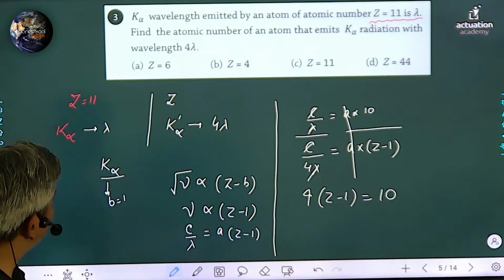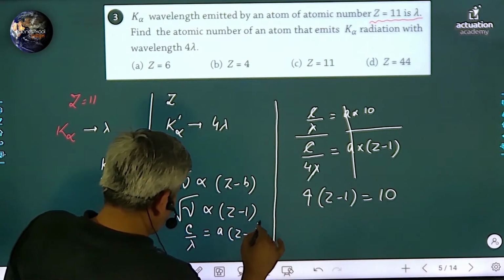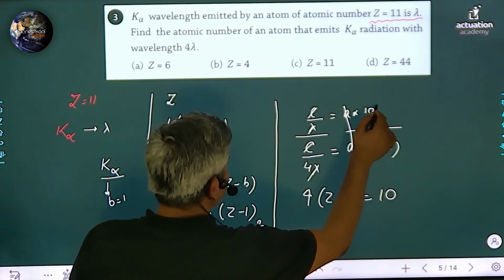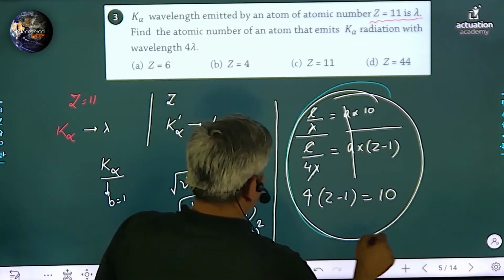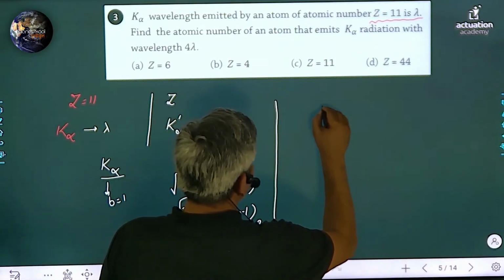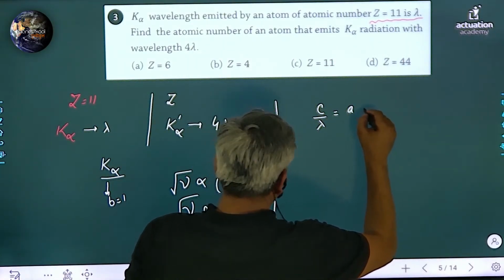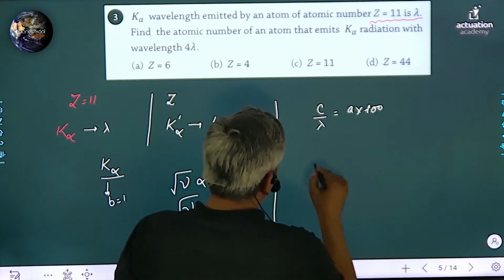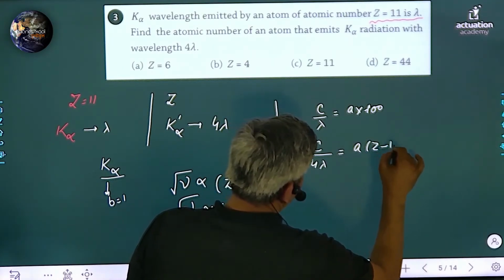So this must be root mu using Moseley law, and this must be this. So we can write this Z square here, squaring both sides. Sorry, let me delete it. And we can write here that C by lambda is equal to A, putting Z as 11 here, so that will give me Z minus 1, which is 10 square, 100, and in the second case that is C by 4 lambda, and this is A Z minus 1 whole square.